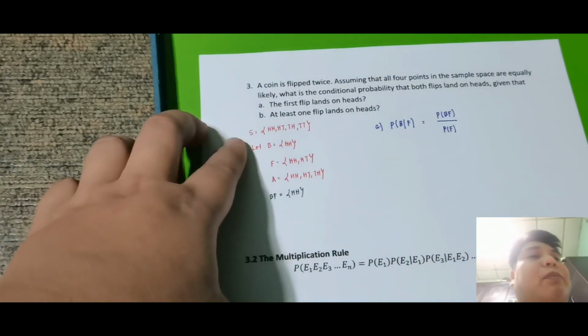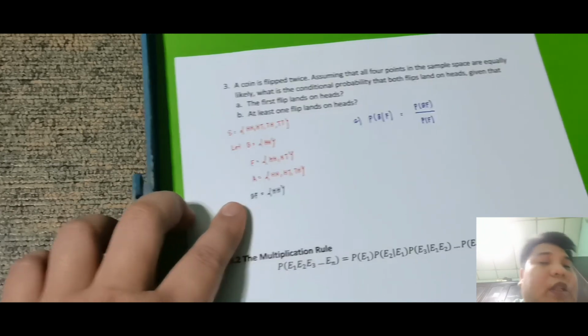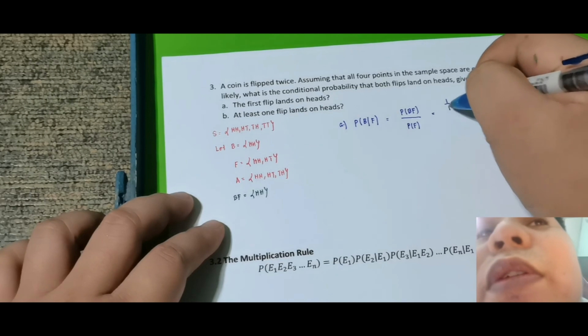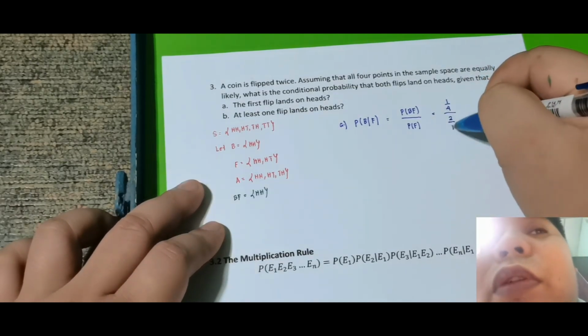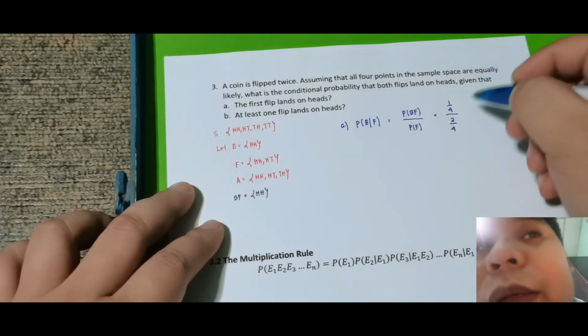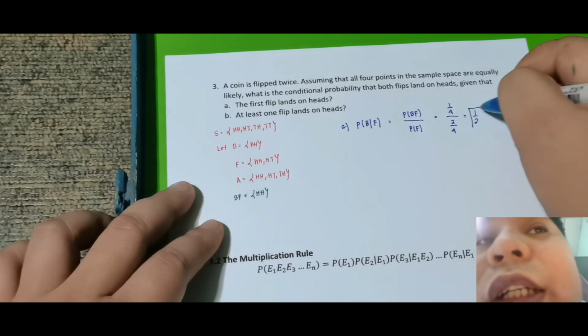Next, what is the sample space? The sample space is 4. The number of outcomes in the event BF is 1, so this is 1 over 4, all over F, which is 2, so 2 over 4. This is just 1 half. So that's the boxed answer.